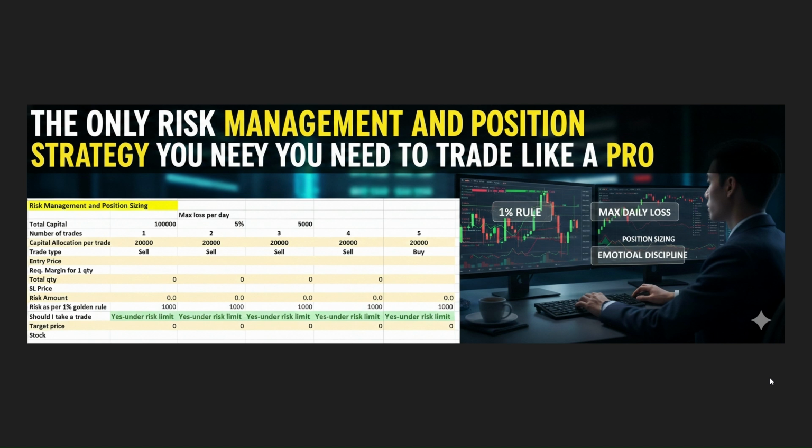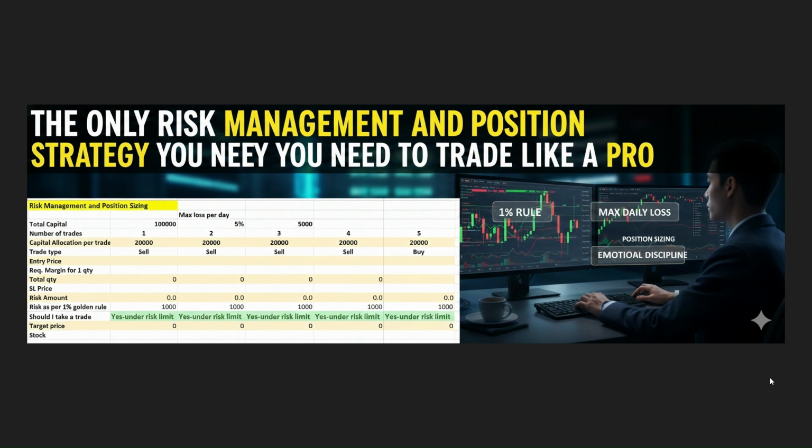If you hit two or three stop losses, you should not panic. You simply check your dashboard. If the loss is within limit, you should go for the next trade. If you are under your loss limit, you take the next high probability setup with full confidence. If you have hit your daily max loss limit, you should walk away with your head held high, knowing you will live to fight another day, right?